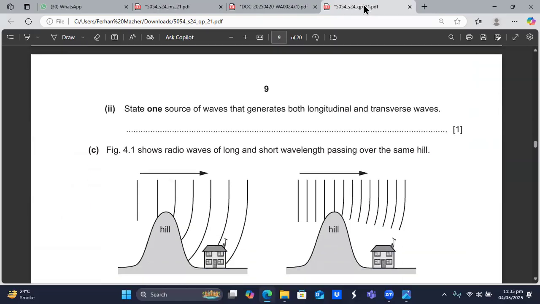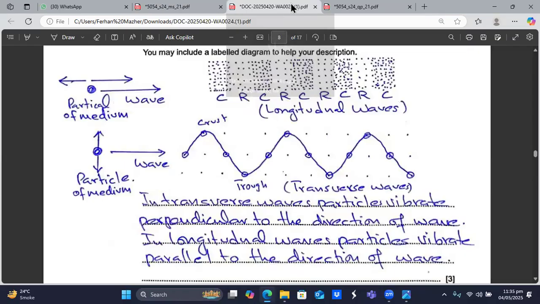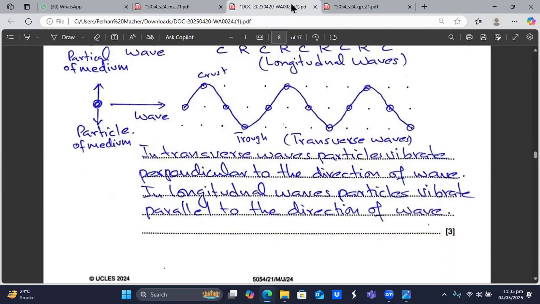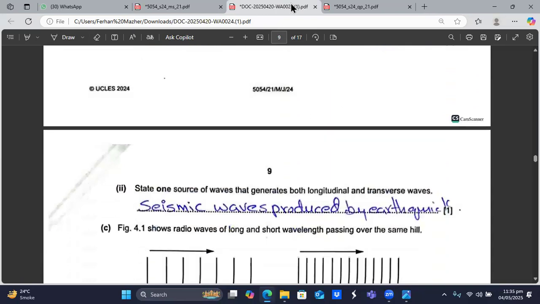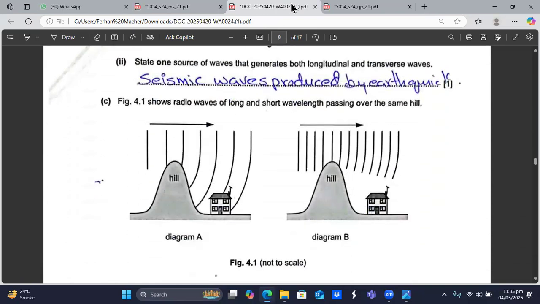Then we have question number 4B, second part: state one source of waves that generate both longitudinal and transverse waves. Whenever an earthquake comes, it produces seismic waves, and the seismic waves are P waves and S waves, primary waves and secondary waves. The primary waves are longitudinal, and the secondary waves are transverse waves. So, seismic waves produced by the earthquake.